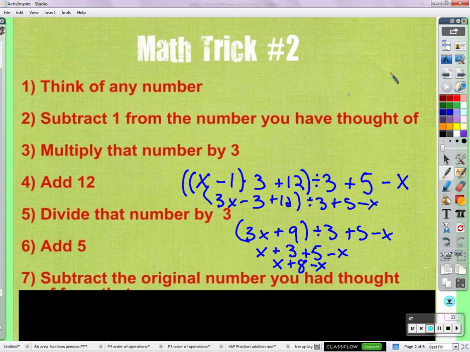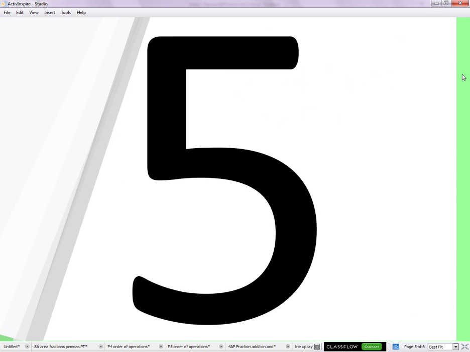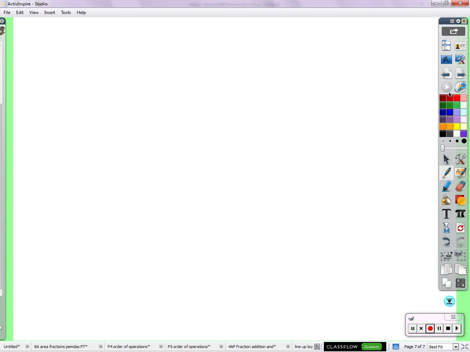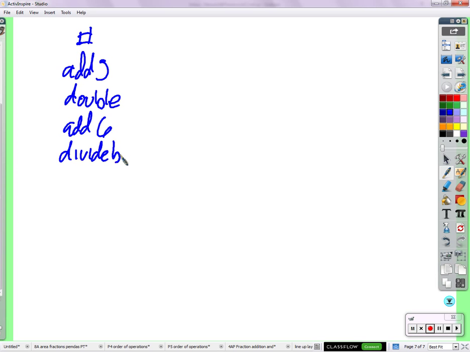All right, I'm going to give you one. You're going to write it down, and you are going to take it home. Write an algebraic expression, simplify it, show us what's going on. So take a number, add 5. Okay. Double the result of that, add 6, divide by 2, subtract 8.